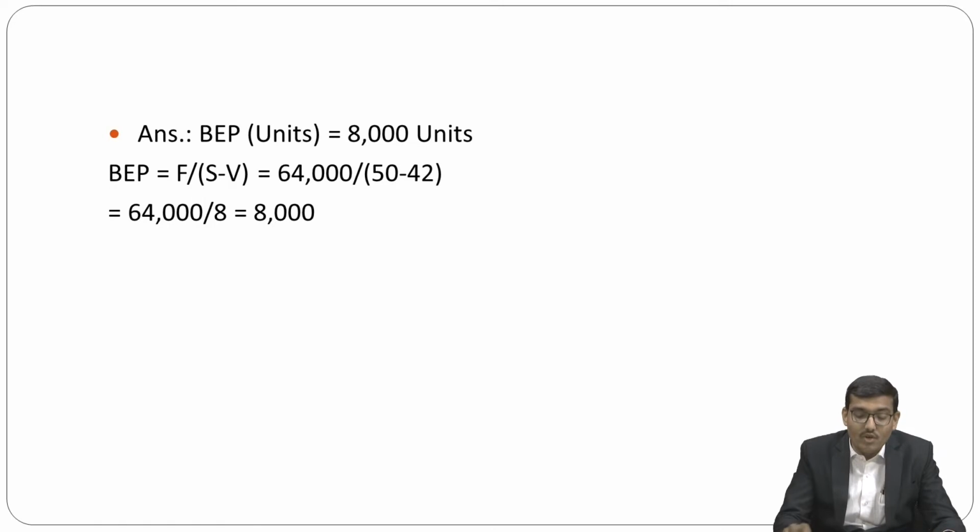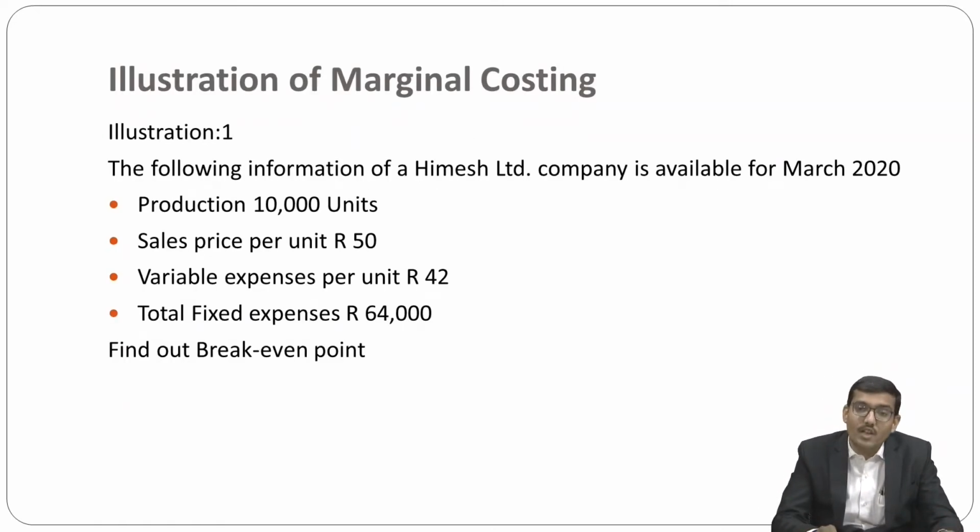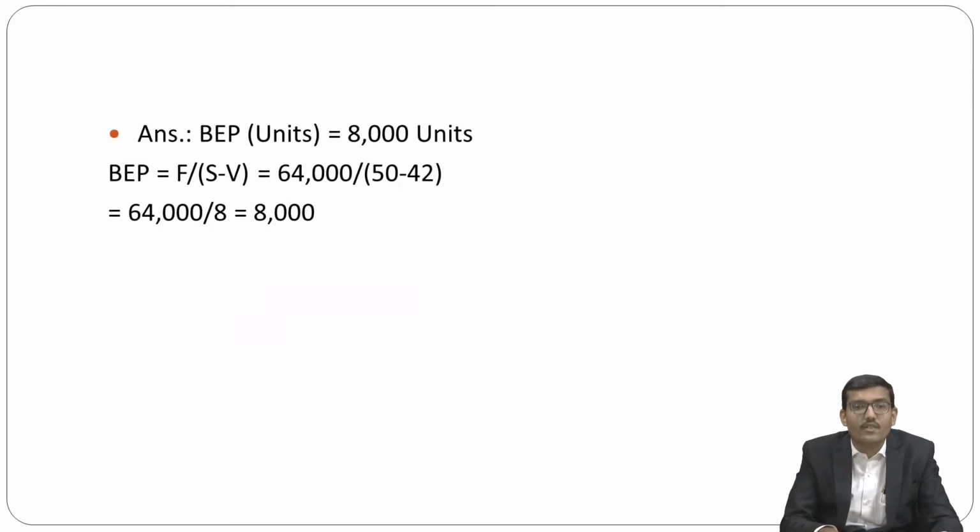Now what is the fixed cost? Here the fixed cost is given in the example, that is 64,000. And now the question is how we evaluate the contribution. So my dear friend, the contribution formula is: contribution is equal to sales value minus variable cost. Here the sales value per unit is given as rupees 50 and variable expense per unit is 42. So easily we find that it is 8. So 64,000 divided by 8 gives 8,000.